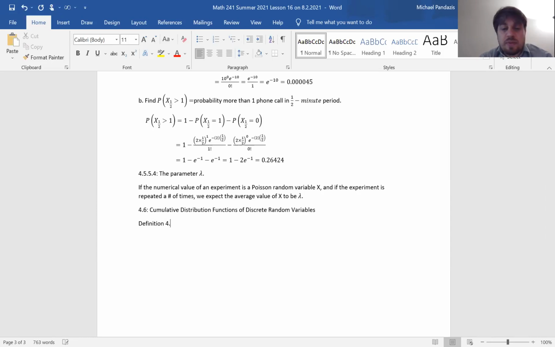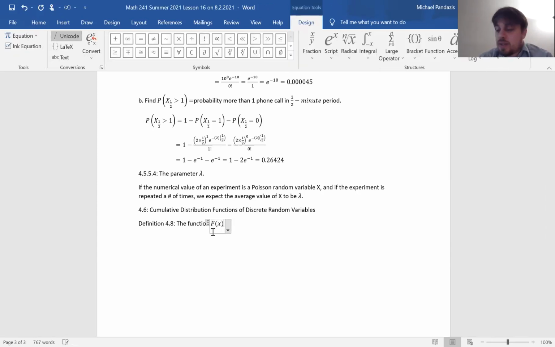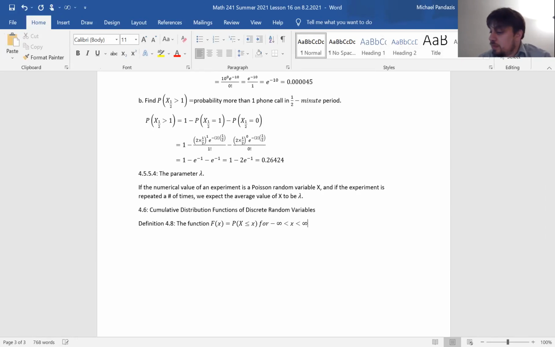Okay, so this is definition 4.8. The function capital F of X, of little x, which is equal to the probability that capital X is less or equal to little x, and this is for some finite value of little x, is called the cumulative distribution function.